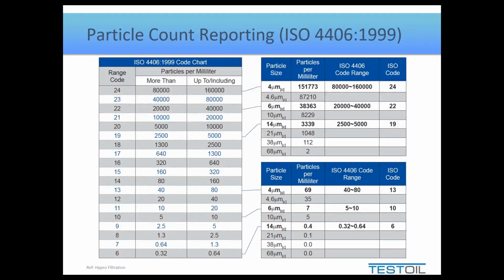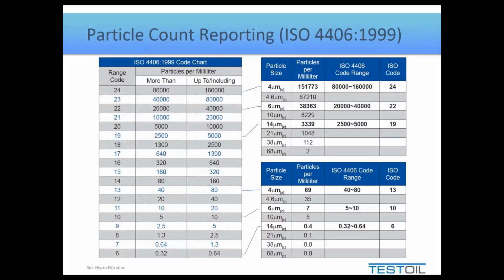Now, if we look at the top right table just for a second, there's an actual particle count being reported. So there's 151,773 particles greater than 4 microns. If you look over to your ISO codes, that equates to an ISO code of 24. The 6 micron particle count, as you can see, equates to a 22, and the 14 micron particle count equates to a 19. So you would report this set of values as a 24, 22, 19. The bottom right just gives another example at substantially lower results, and you can see how that one codes out.